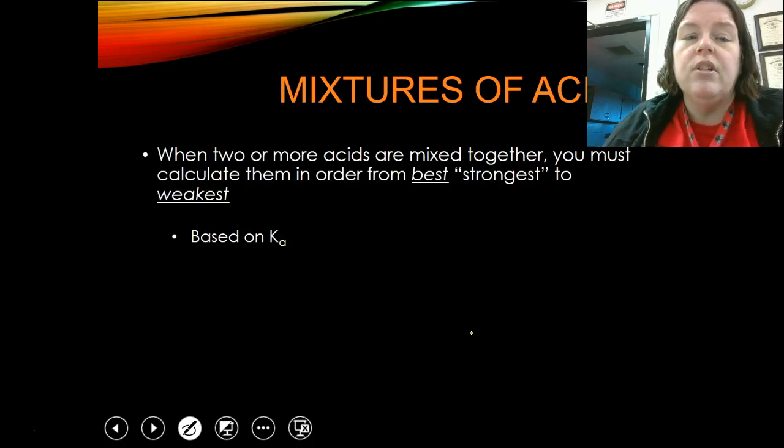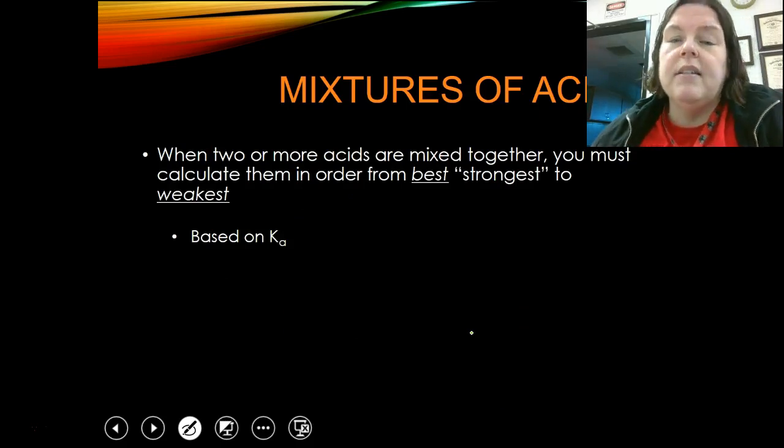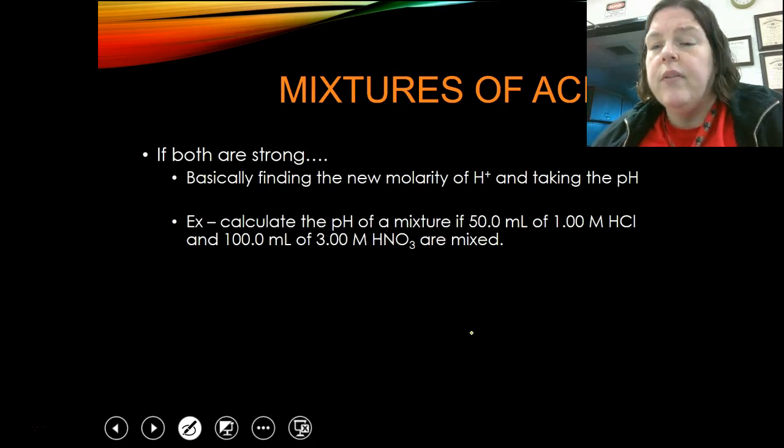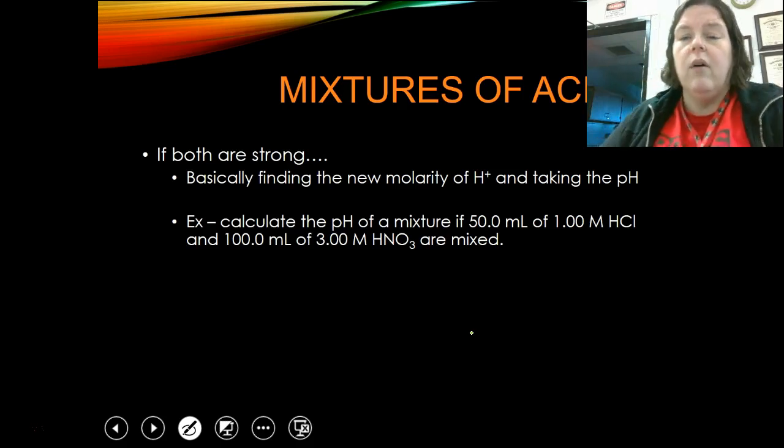So, mixtures of acids. When you have 2 or more acids mixed together, you have to calculate them in order from the best or strongest to the weakest based on Ka. So you compare the Kas. So if both are strong, basically you find the new molarity. So in this calculation, what we have to do is first find the number of moles of H plus and then turn it back into molarity. So how do we do that?